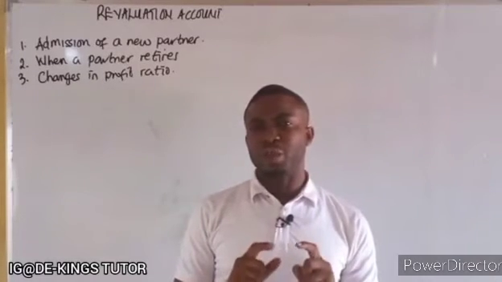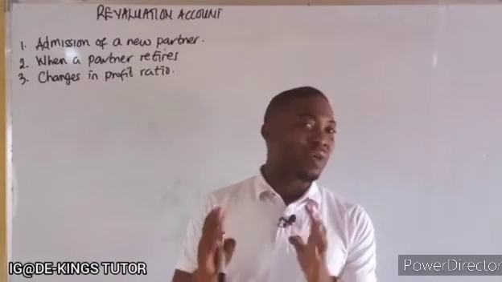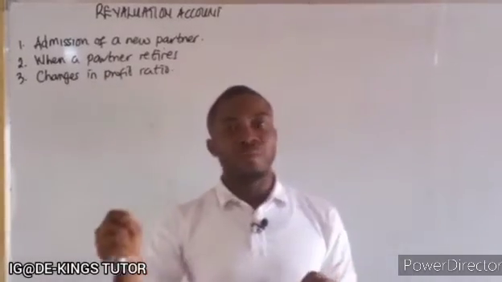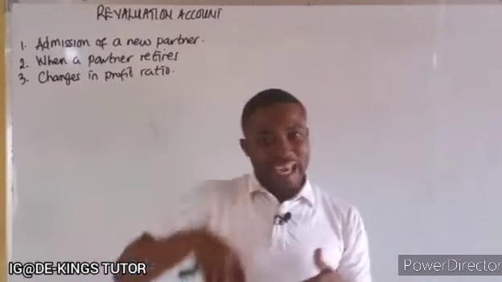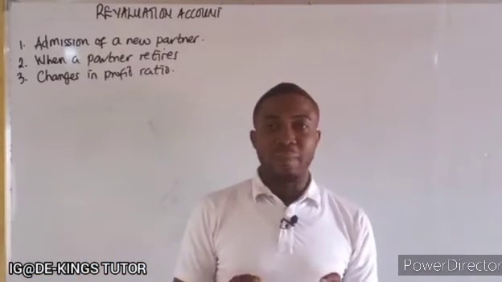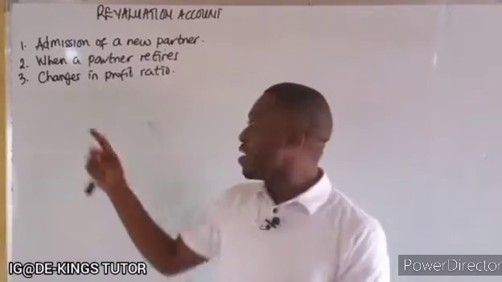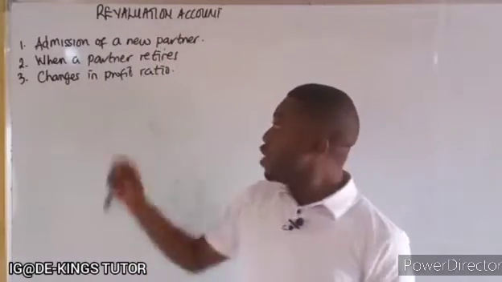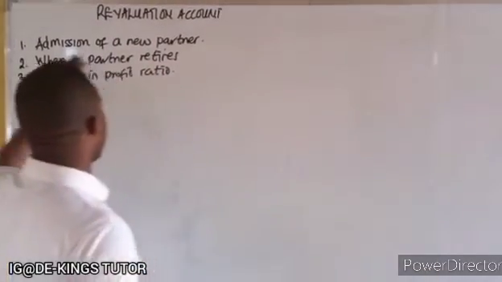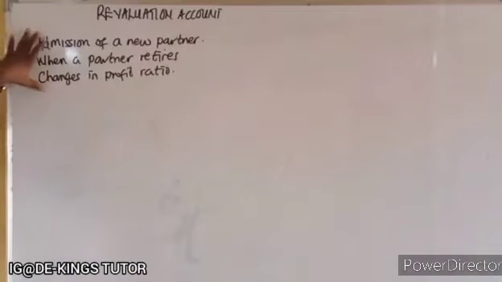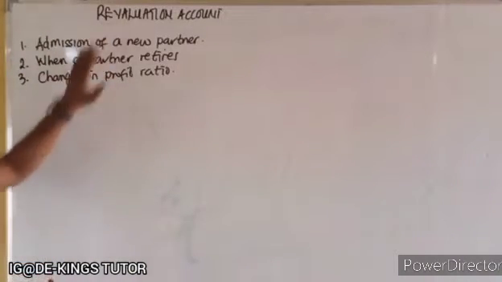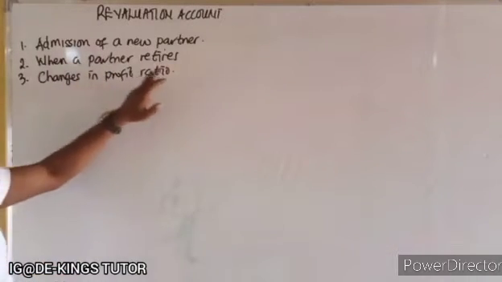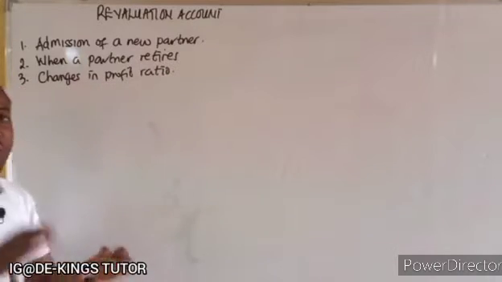So when they want to change the profit ratio, they will have to do that to reflect the current state of that business. Okay, so in order to ensure that they do not suffer in the business, they have to get the current state of that business in terms of its assets. So when there is changes in the profit ratio, it also calls for revaluation. So these are some of the circumstances that might make the partners revalue their account. The first one, when it's admission of a new partner. The second, when a partner retires. The third, the changes in the profit ratio.